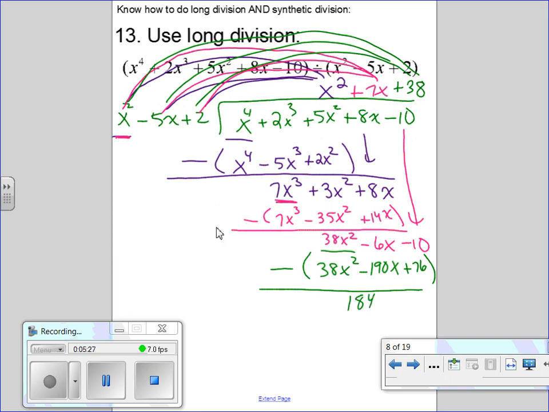184, because it's a negative 6, and then you add a 190. Use your calculator if you're unsure. And then a negative 10 minus 76. Use your calculator if you're unsure. Negative 86. That's your remainder. And then this stuff up here, of course, is my quotient. Sorry, I have a billion little rainbows in the way there.